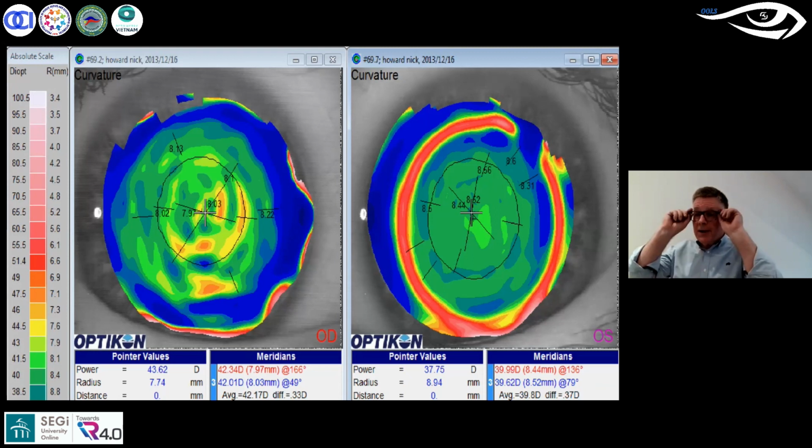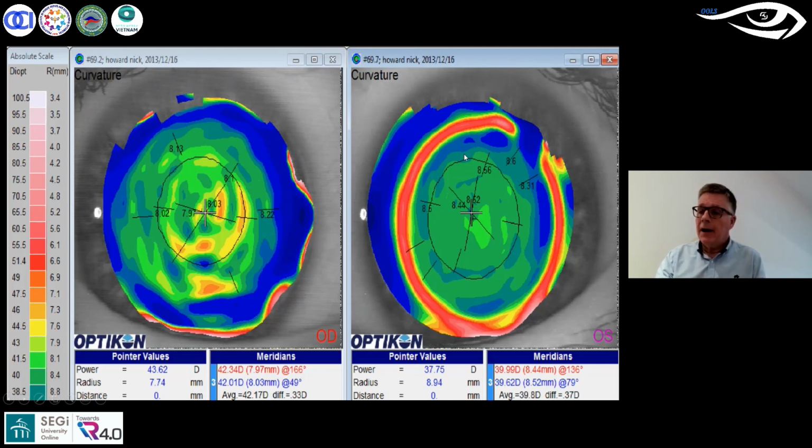You can all see that I'm myopic. I'm around about a -4. And on my right eye, you'll see here that I have quite a severe disruption of my tear film. You can see these high points where it's a little bit orange. You can see the low points. This is a very disrupted tear film.